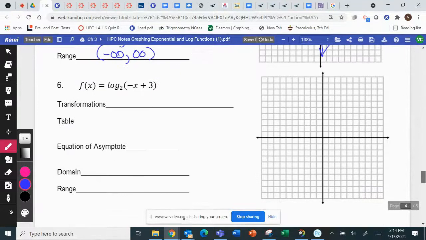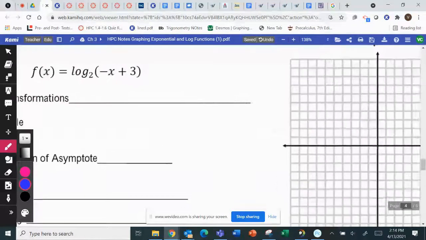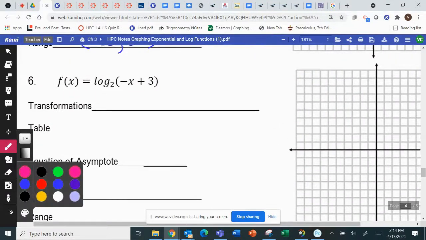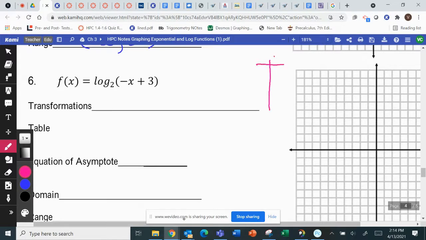All right, and then the transformations and table for the next one, number 6. I noticed that this one is a base of 2 and it's logarithmic, so I'm going to do an inverse table first with 2 to the x, so that I can make my log table.